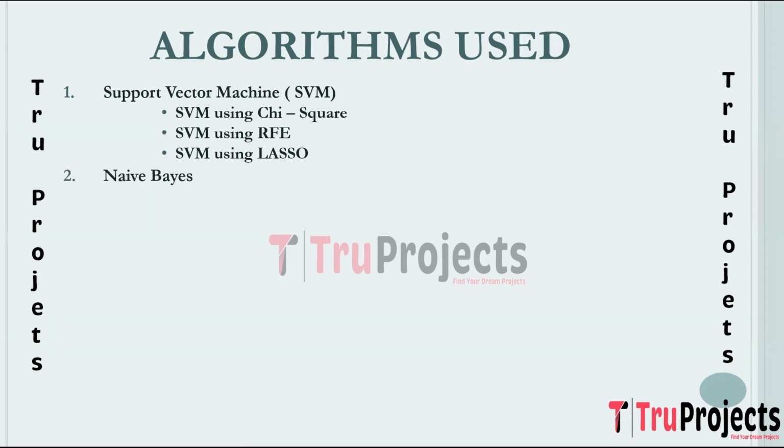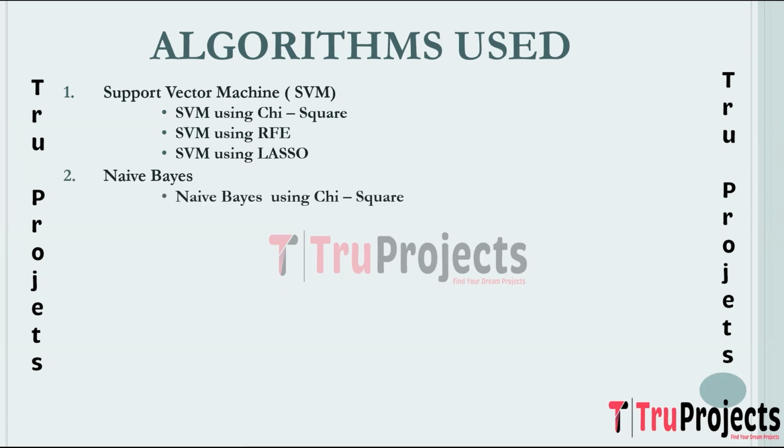The next algorithm is naive Bayes. It is a probabilistic machine learning algorithm based on Bayes' theorem. It assumes that features are independent given the class label, which simplifies the computation of probabilities. Naive Bayes is commonly used for classification tasks, particularly in text classification and spam filtering.